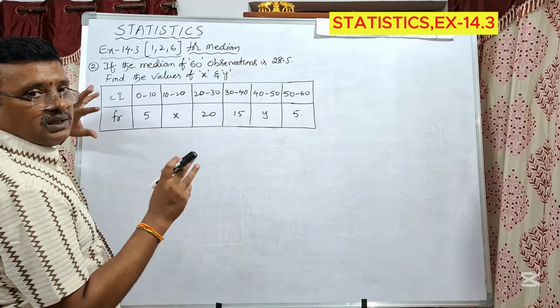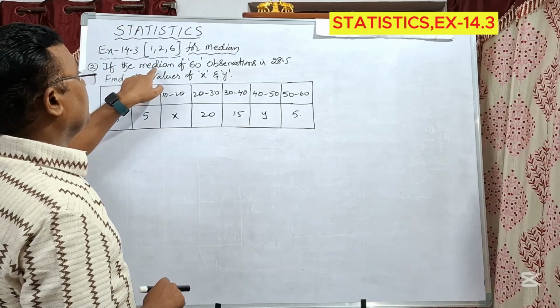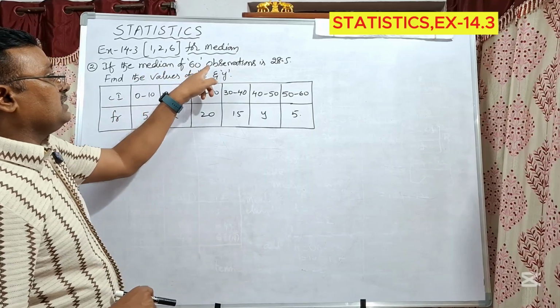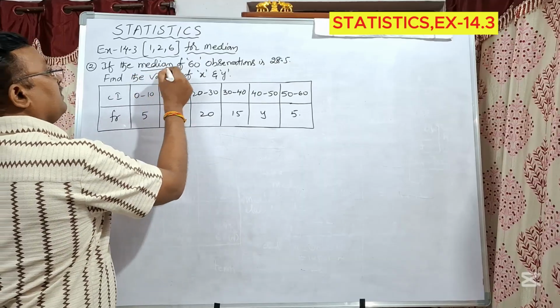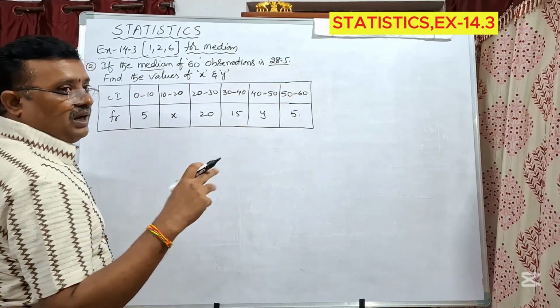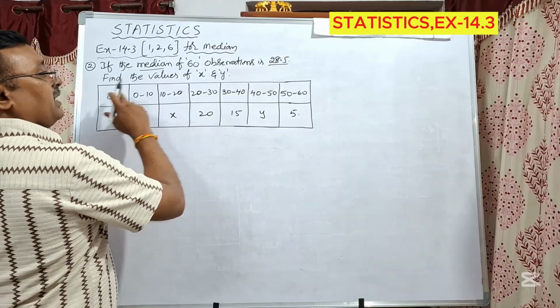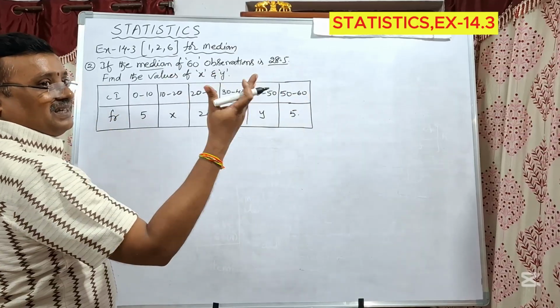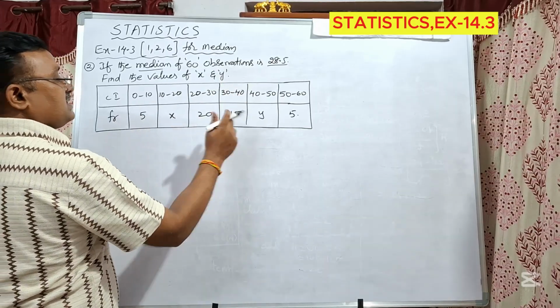So what is the meaning of the question? They themselves have given the median of the total 60 observations as 28.5. Median they have given, so they will ask us to find something else. For that, the table is not given fully. In the table, missing frequencies are there.